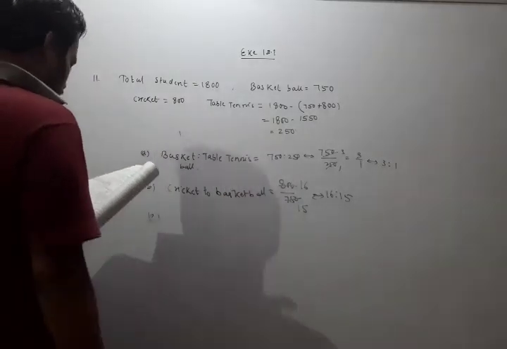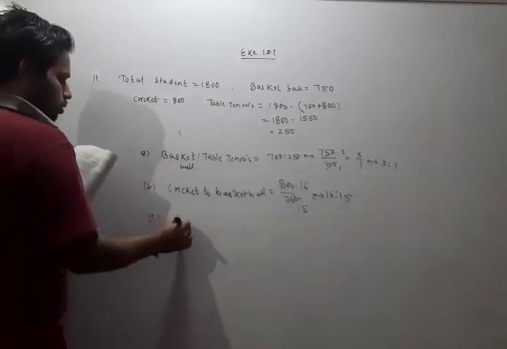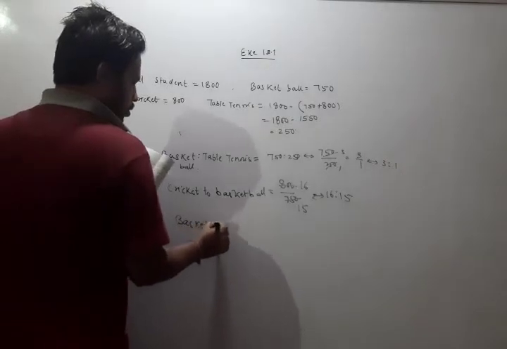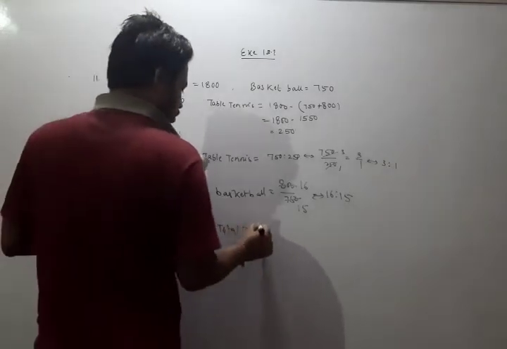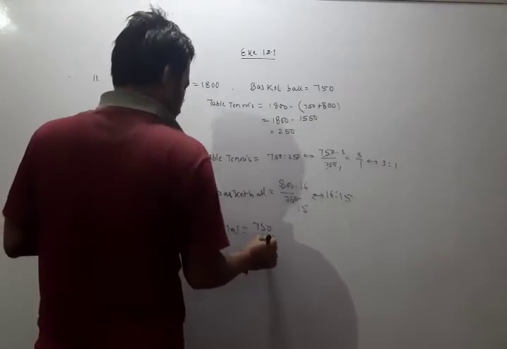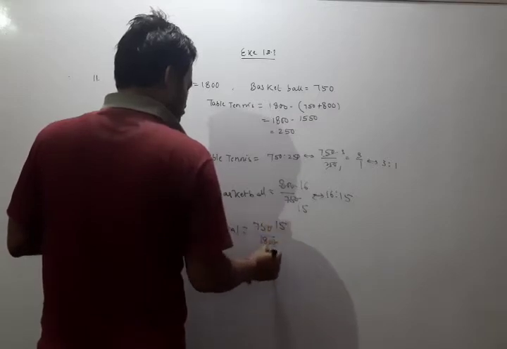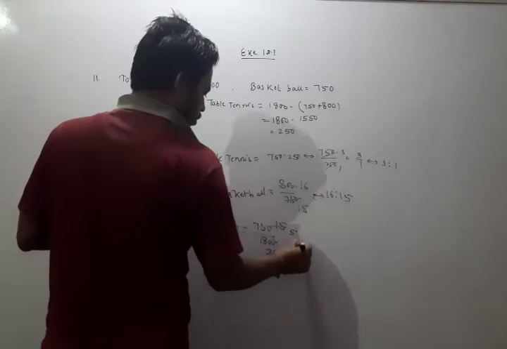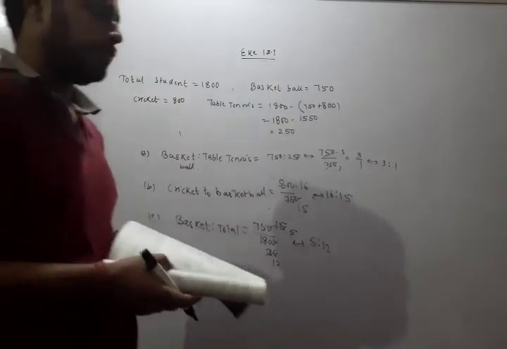C. Number of students who opted basketball to the total number. Now basketball to total. Basketball is 750 upon 1800. Dividing by 150, we get 5 upon 12. So 5:12.